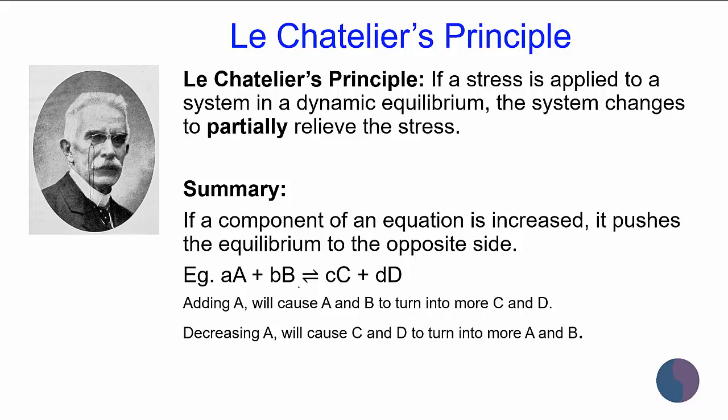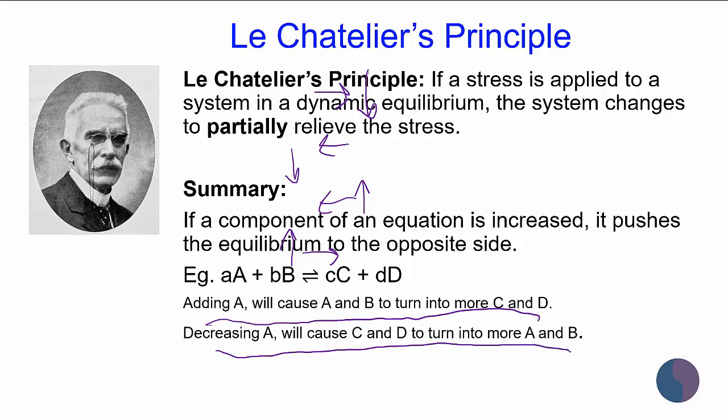So basically, if you increase the left-hand side, it'll move to the right-hand side. Or if you decrease the left-hand side, it'll move to the left-hand side. So I've just done a picture like that. So if you increase that, it goes to there. And all the other combinations. So if you increase this one, it goes to here. If you decrease this one, it goes to here. And if you decrease the other side, it goes to there. So it's all trying to even itself out. Okay, so adding A will cause A and B to turn into more C and D, and decreasing A will cause C and D to turn into more A and B.